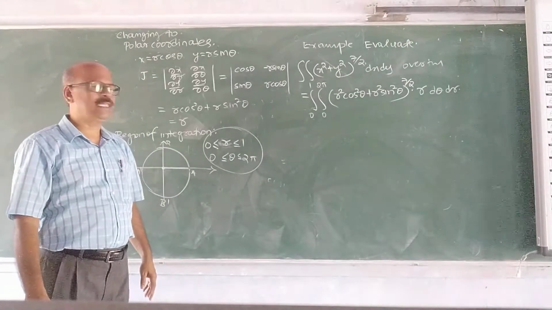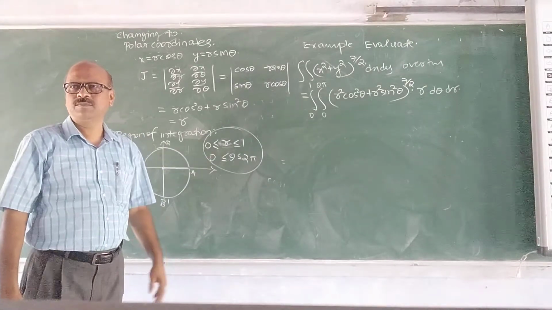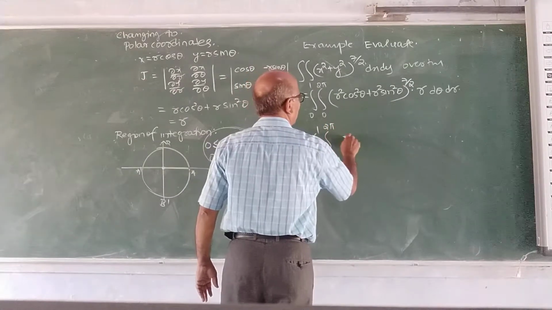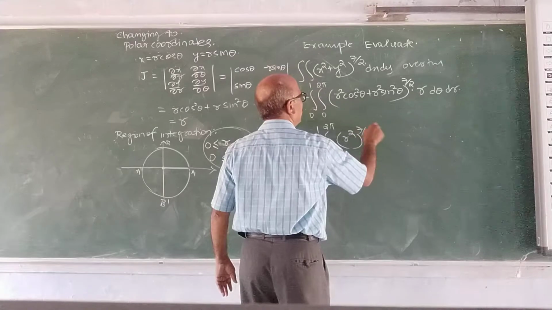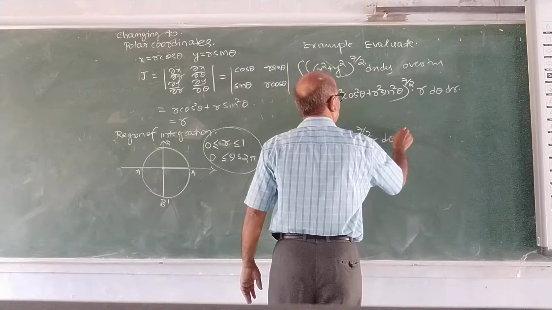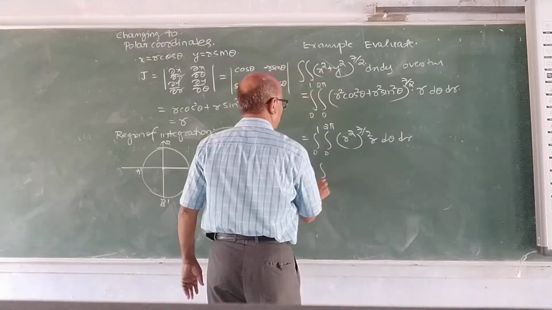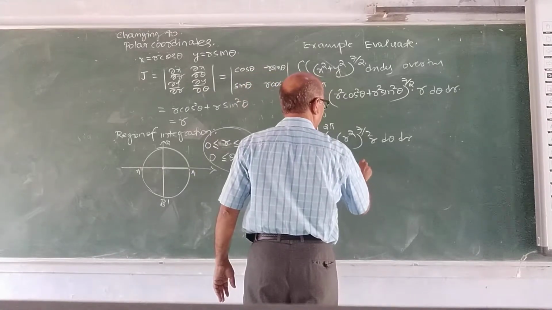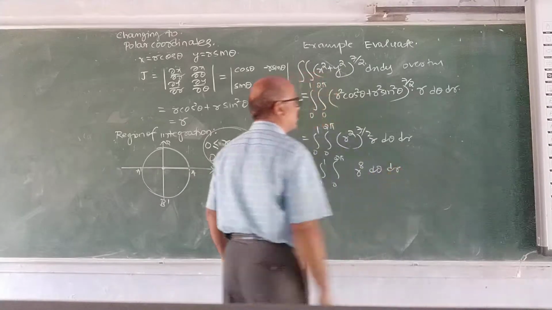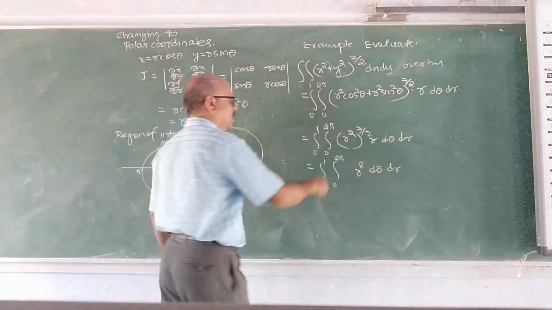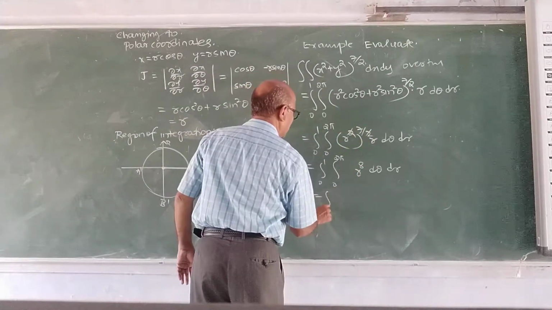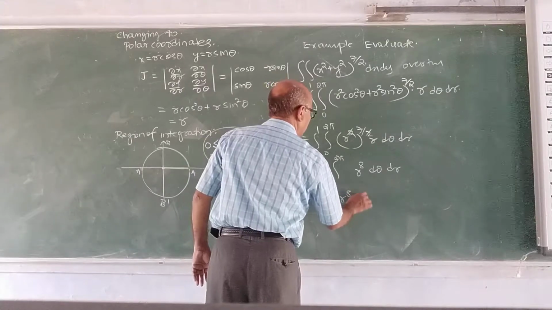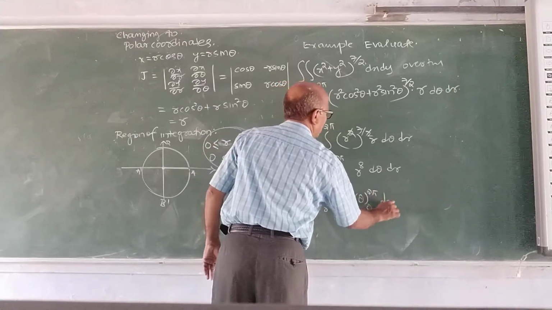We evaluate this as a repeated single integral. So 0 to 1, 0 to 2 pi, r square raised to 7 by 2, r d theta dr, which is 0 to 1, 0 to 2 pi, r raised to 8, d theta dr. First we integrate with respect to theta.